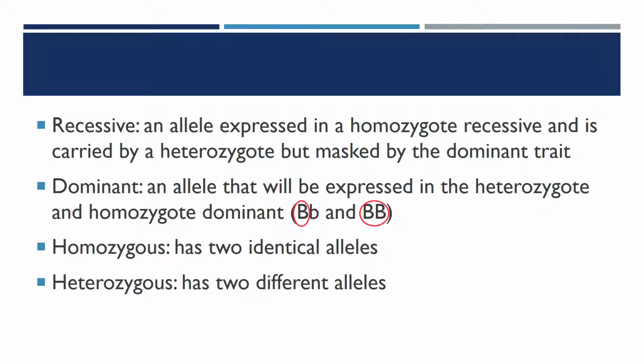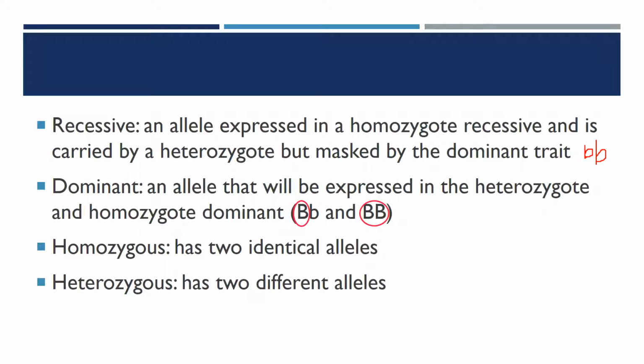We've then got recessive, so that's the allele that's expressed in a homozygote recessive and is carried by a heterozygote, but masked by the dominant allele. We then have dominant, which is an allele that will be expressed in both the heterozygote and the homozygote dominant. So as you can see here, it would be the big B, and in here, the big B, big B. Whereas this one is only present when it's the little b, little b.